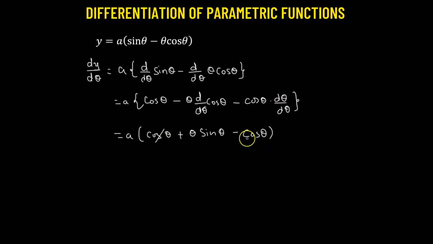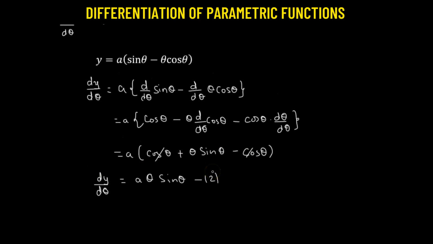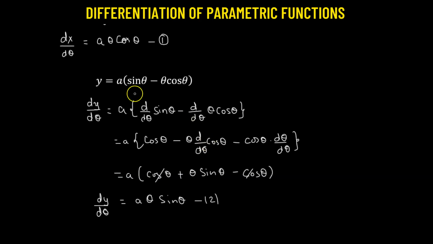So we have cosine theta and negative cosine theta cancelling out. This gives us a times theta sine theta. So this is the value of the derivative of y with respect to theta. We're going to label this as equation number 2. So previously we obtained the derivative of x with respect to theta as a theta cosine theta. Now we have the derivative of y with respect to theta as a theta sine theta.